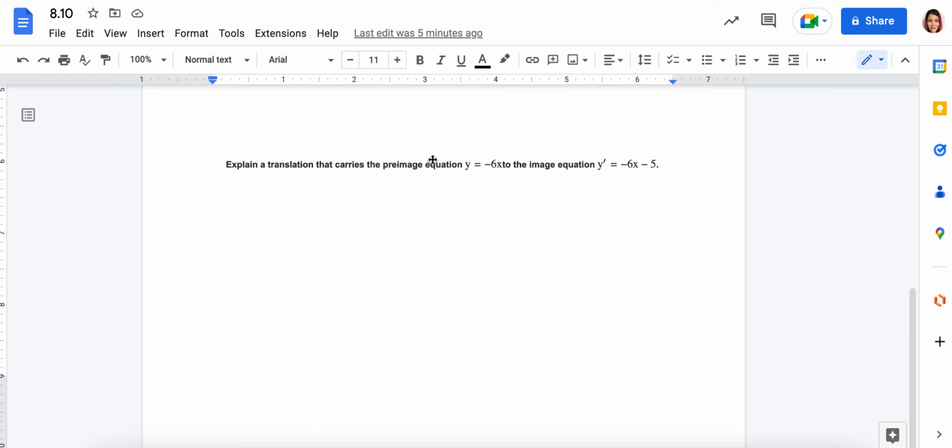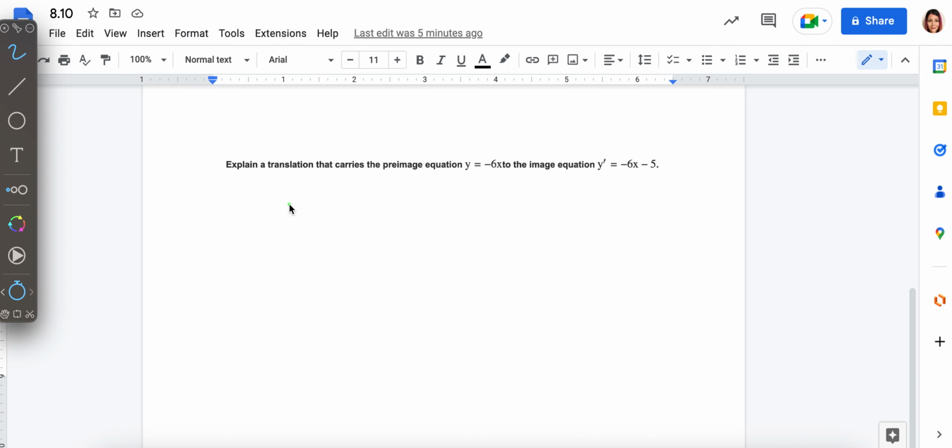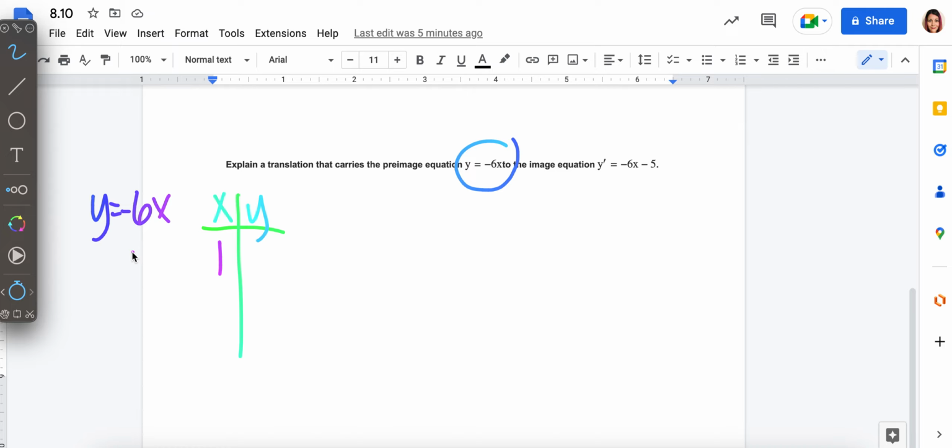And now we're going to explain a translation. So what you want to do really is see what happens when we do this translation. So the first one is Y equals negative 6X. If I plug in 1 for X, that would be negative 6 times 1, which would be negative 6, right? If I plug in 2 for X, negative 6 times 2 would give you negative 12. If I plug in 3 for X, negative 6 times 3 would give you negative 18.